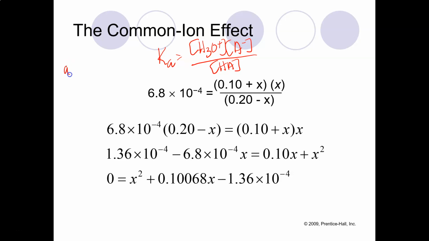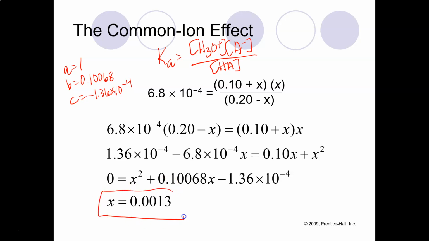So in this one, for the quadratic formula, A is 1, B is 0.10068, and C is negative 1.36 times 10 to the negative fourth. So we plug that into the negative b plus or minus the square root of b squared minus 4ac all over 2a. Get two values for x. One of them would be positive, one of them will be negative. The one that's positive is 0.0013. So I'm going with that is the value of x.